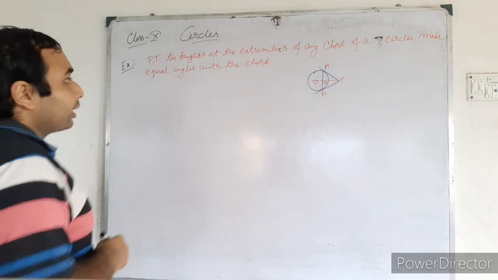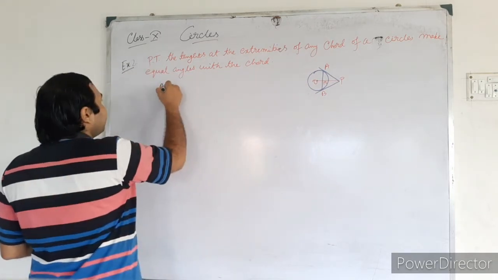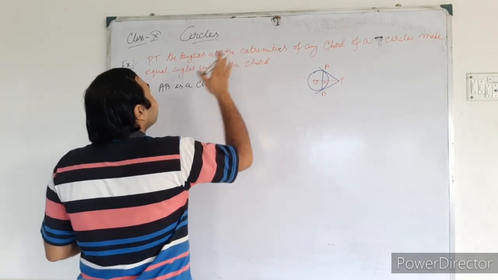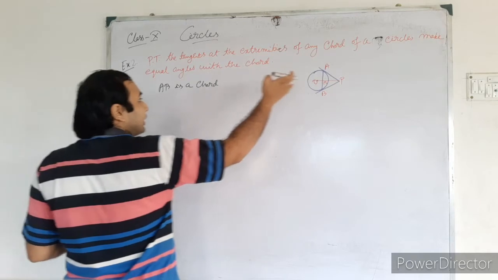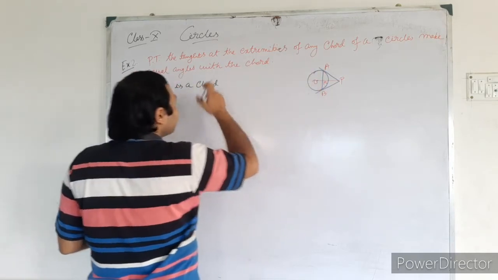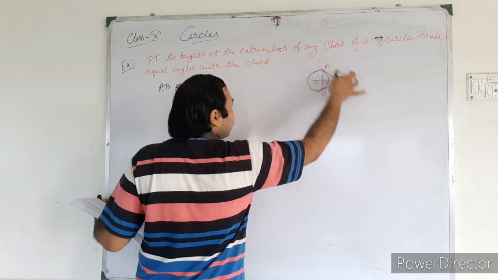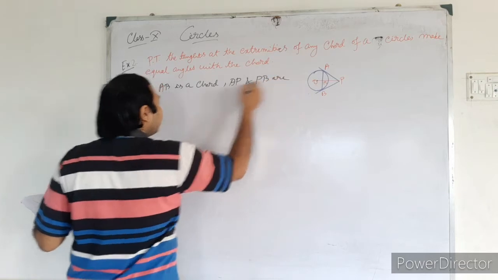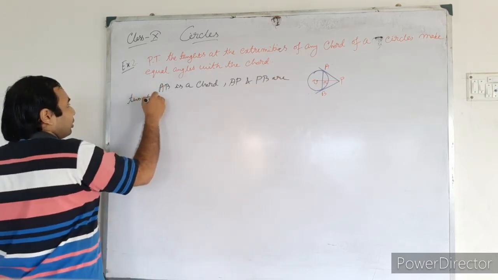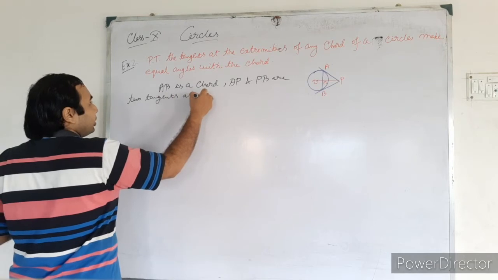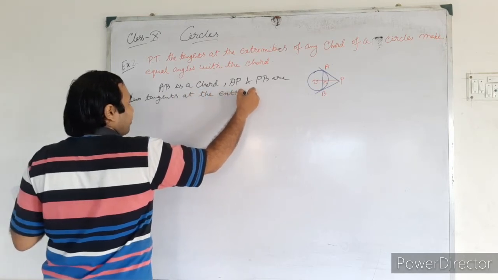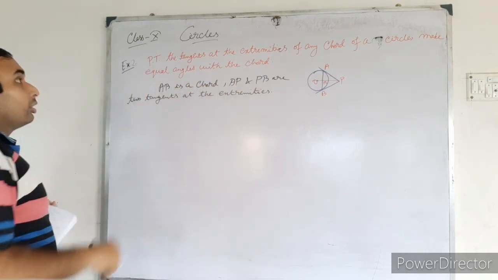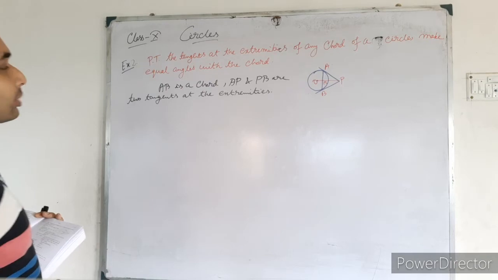So here this is the diagram. Here AB is the chord. I am writing here AB is the chord, and the tangents at the extremities, that means at the two end points, A and B. So the tangents are here AP and PB. So AP and PB are two tangents at the extremities of the chord, okay, make equal angles with the chord.